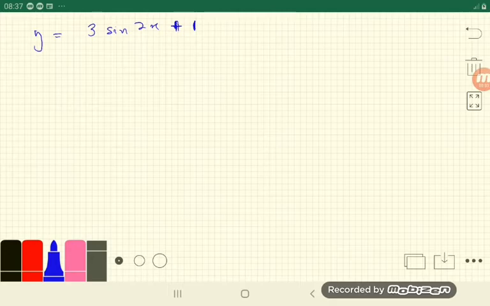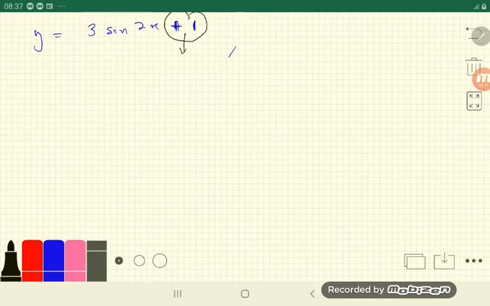Okay, so here we still have the same thing as what we did in our previous video, which is 3 sine 2x, except here we are going to deal with a plus 1 there. So if you look into our first video, you can see that the plus 1 here refers to your vertical move, or you are going to move your graph up by 1 unit. If I change it into minus, you are going to bring it down. But right now, in this case, we have plus.